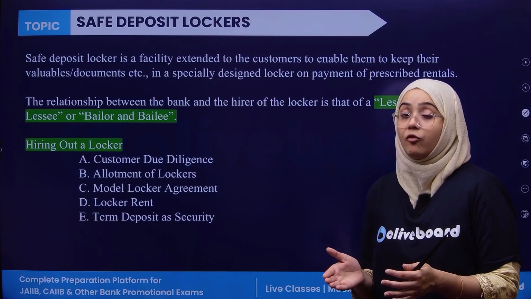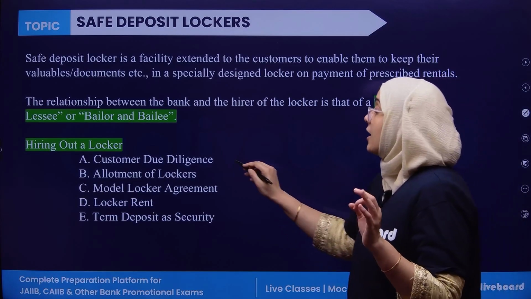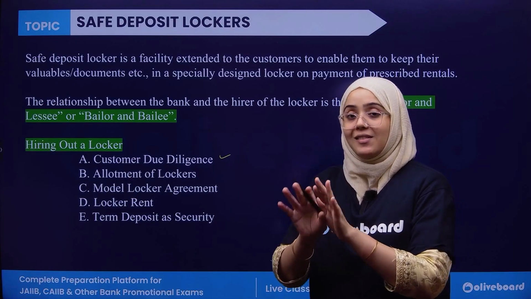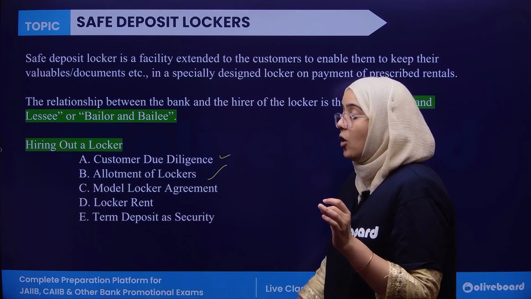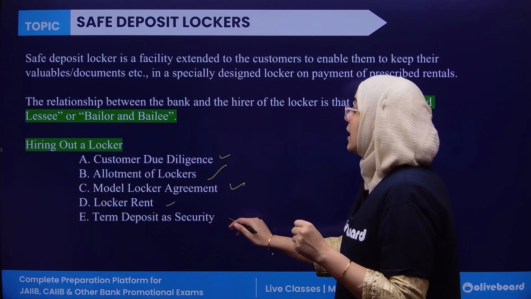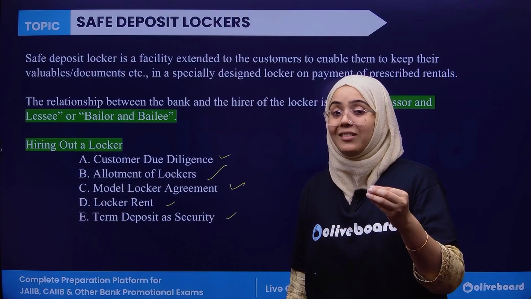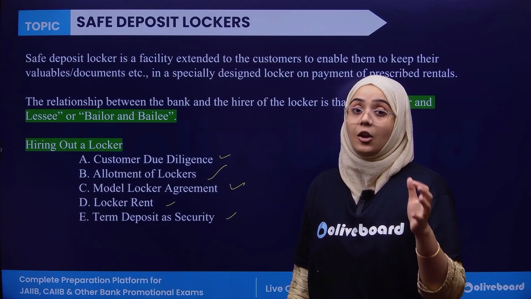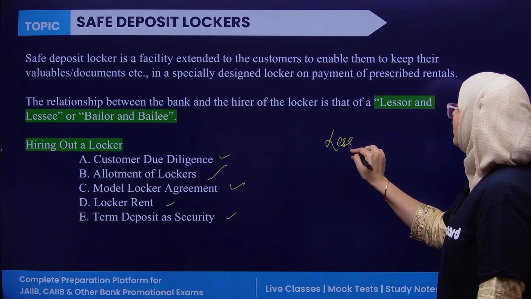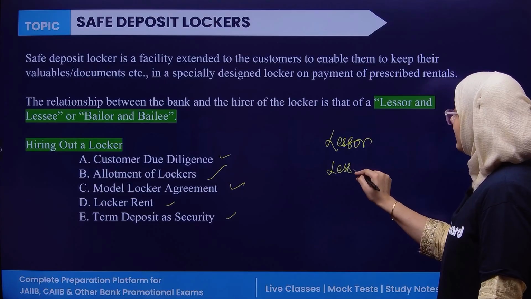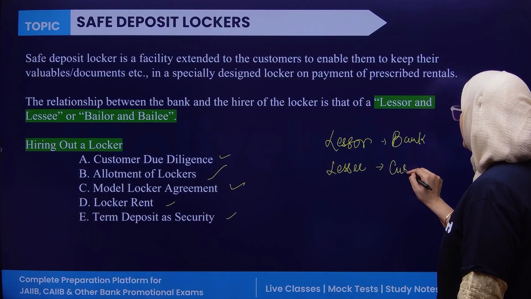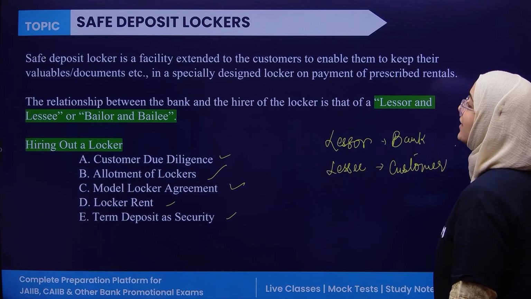If you are in the process of hiring a locker, then first of all, customer due diligence is required. The overall complete profile of the customer is checked. KYC is done, then allotment of locker, then the locker agreement is done, then you have to pay the locker rent. Lastly, the term deposit. If you have any term deposit, this term deposit is taken as the security in the case of a safe deposit locker. And always remember, the relationship is between lessor and lessee. Lessor is the bank and lessee is the customer. Okay, in this case, clear?